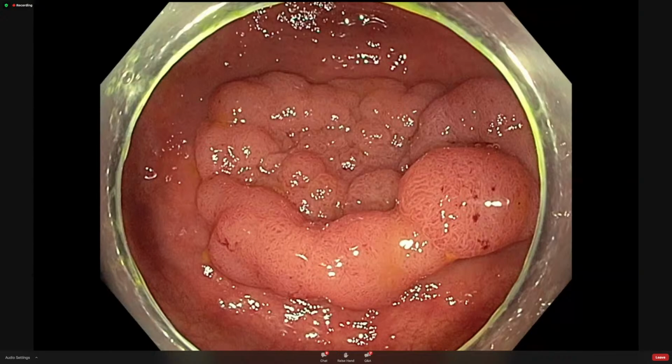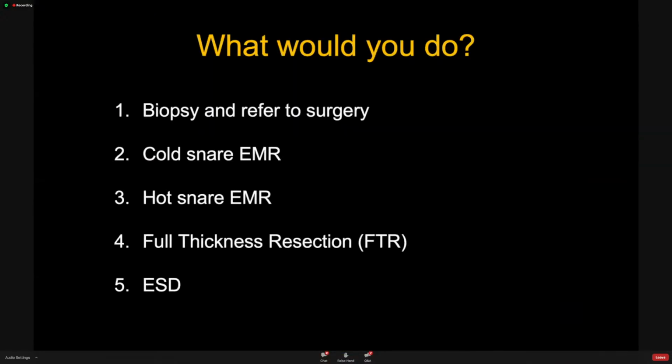But I'd like to ask the audience what they would do for that lesion. These are the options: you biopsy and refer to surgery, do a cold snare EMR, hot snare EMR, a full thickness resection, or would you do an ESD? Yes, please vote.